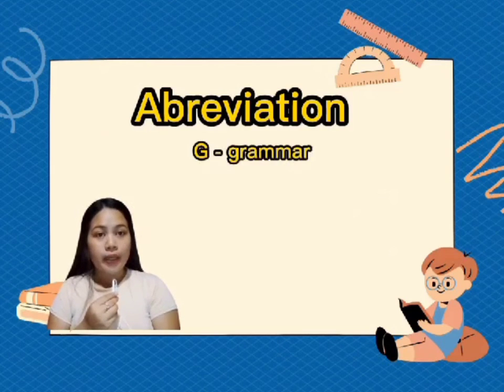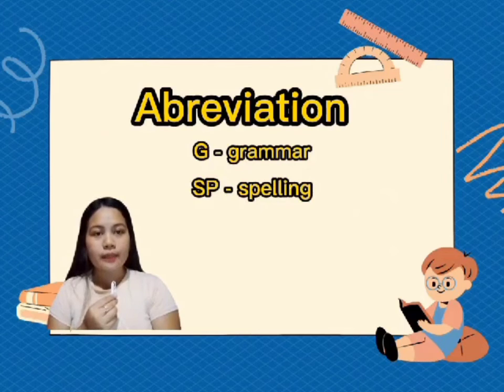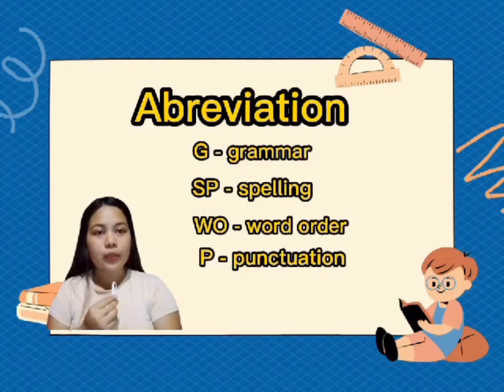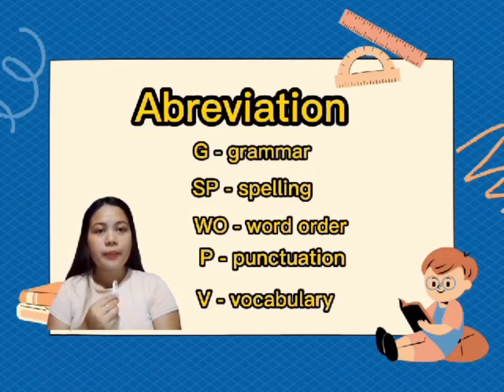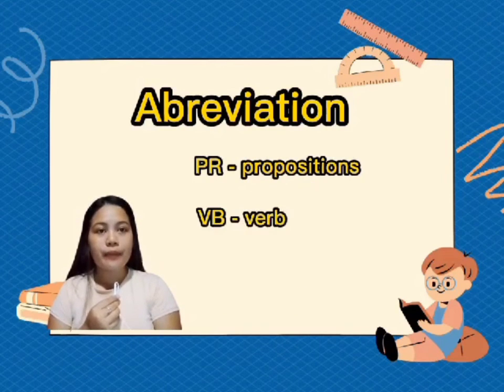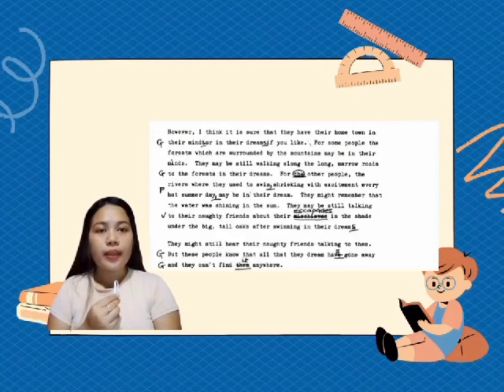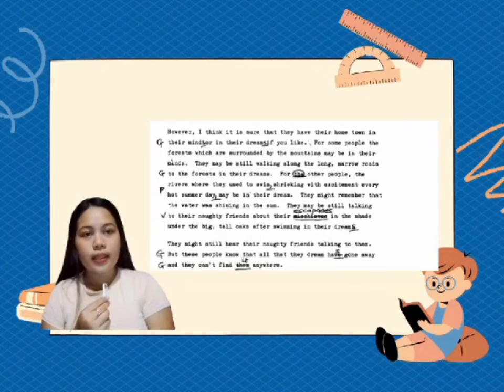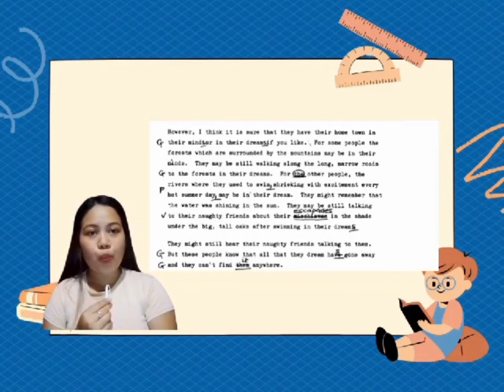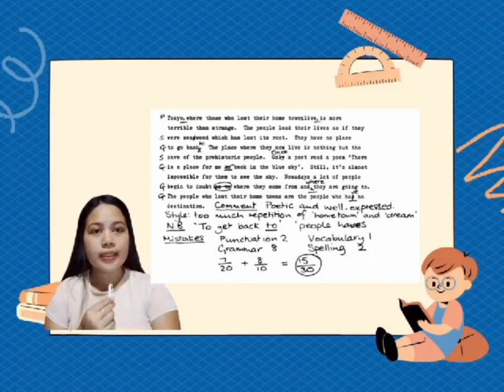G for grammar, SP for spelling, WO for word order, P for punctuation, V for vocabulary, PR for prepositions, and lastly, VB for verb. You underline mistakes so that the student can still see what he or she originally wrote. At the end, you add up the errors under each category and list them and make some brief comments.